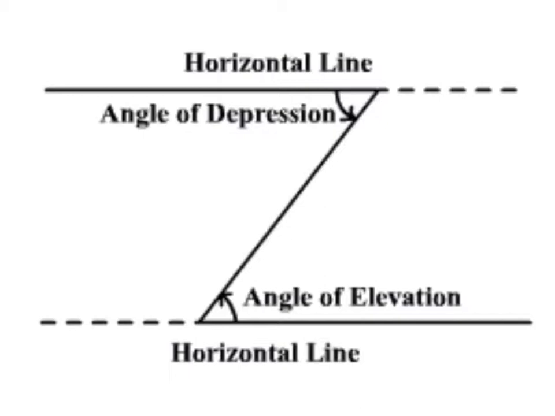So we can see that it looks like a set of parallel lines with a transversal cutting through. So for example, this angle here would be equal to this angle here because they are alternate angles. But angles of depression and angles of elevation do not necessarily come up inside parallel lines.